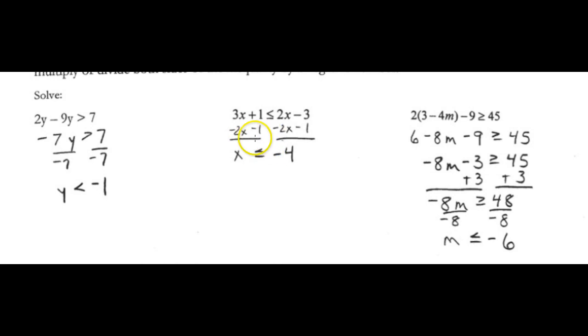Our second example, we subtract 2x from both sides. Why not go ahead and subtract 1 from both sides? That'll give us the x isolated by itself on the left-hand side. X is less than or equal to negative 4.